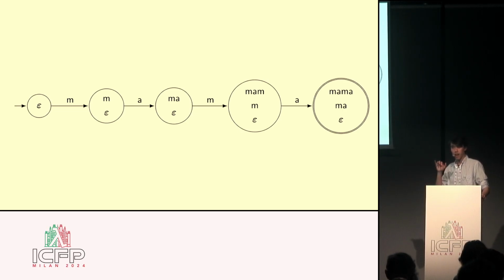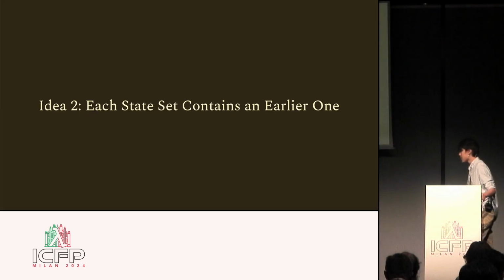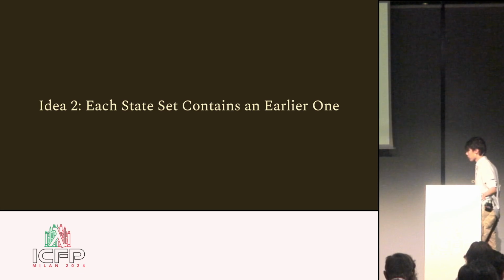But actually, that's not the Knuth-Morris-Pratt algorithm, just doing the minimal DFA construction. It's actually a little bit smarter than that, and we're not actually going to generate all of the other edges in this automaton. We're not going to generate the whole transition function. We're going to do something else. And that's where the second idea comes in.